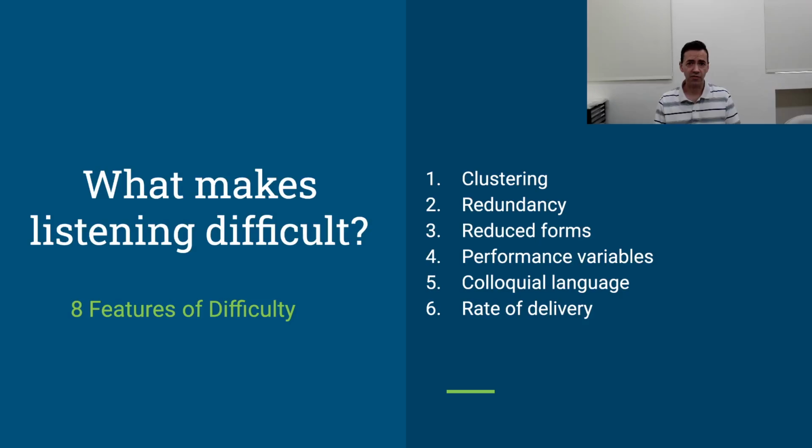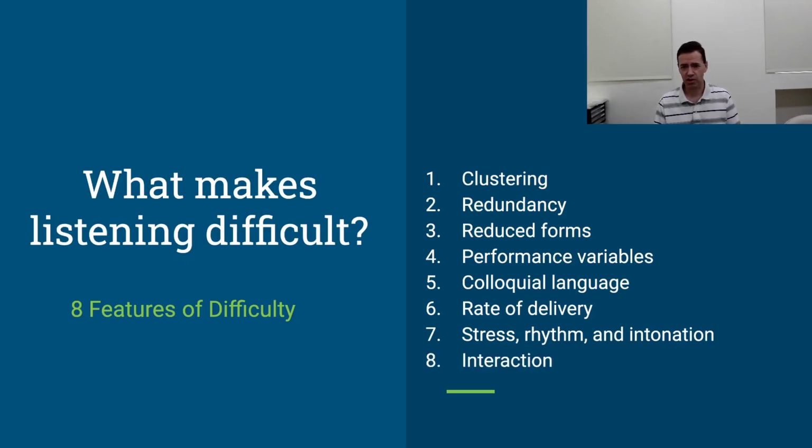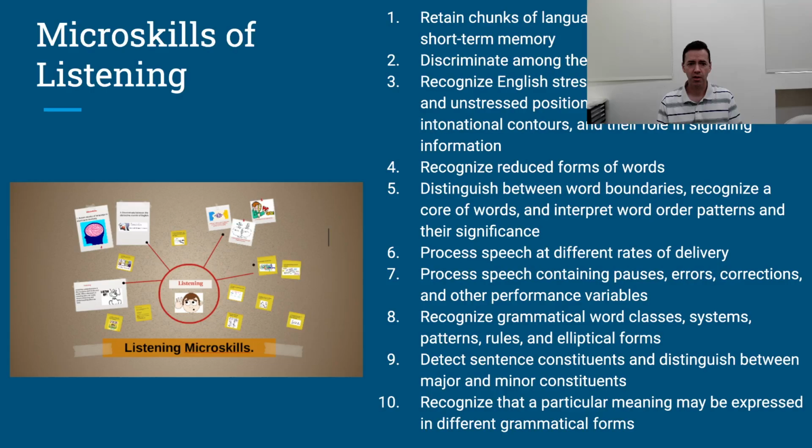Okay, the rate of delivery, how fast the speaker is talking. Things like stress and rhythm and intonation can be tricky. And of course, interaction. Interaction is tough even in your first language when you're interacting with someone and you're expected to listen and understand and also respond.